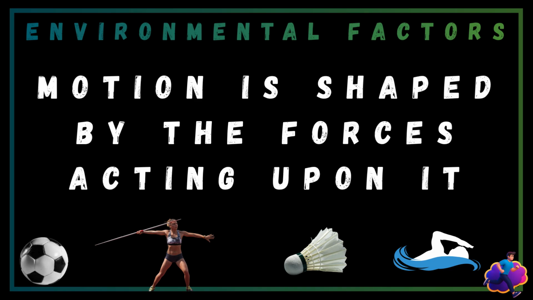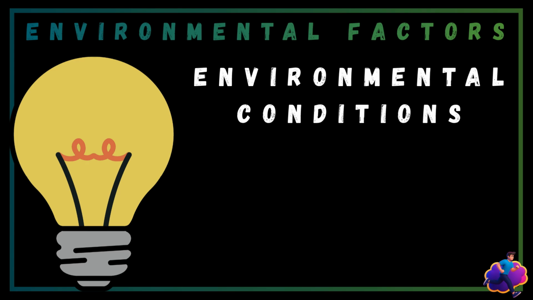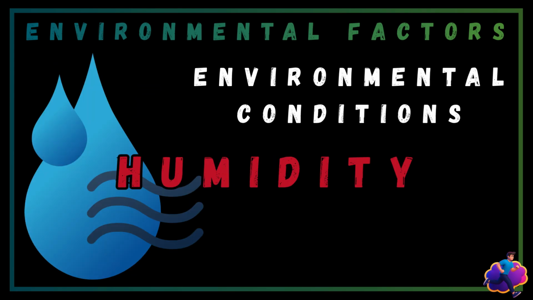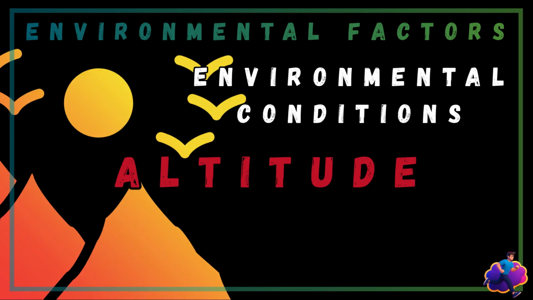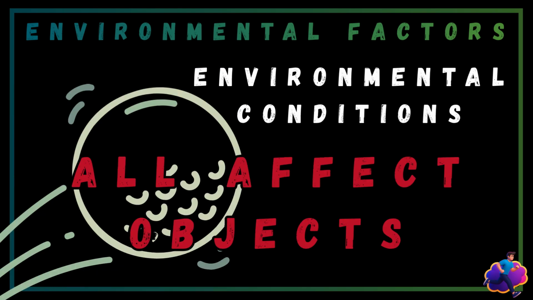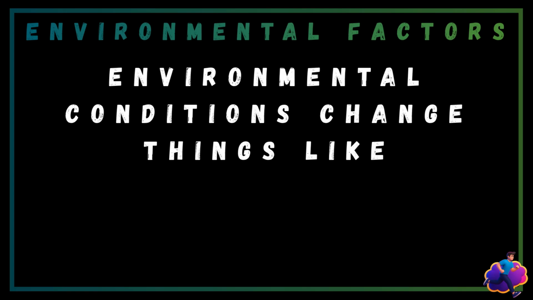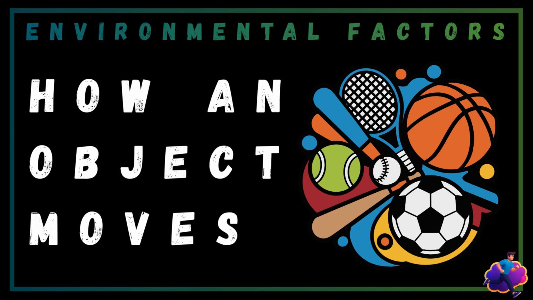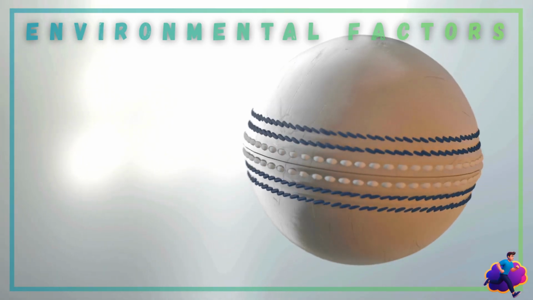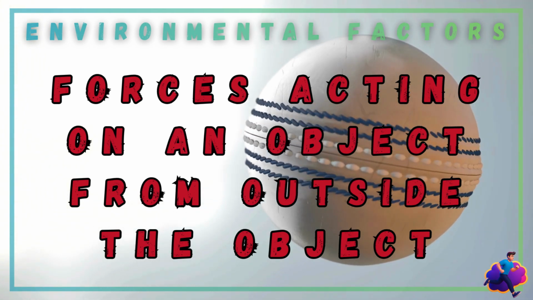from the outside. So today we're going to look at this key idea, that environmental conditions such as temperature, humidity, air pressure, wind, salinity of water, and altitude all affect the external forces acting on objects. In simple terms, the environment changes things like lift, drag, and buoyancy, which then change how an object moves. So external forces are forces acting on an object from outside the object.